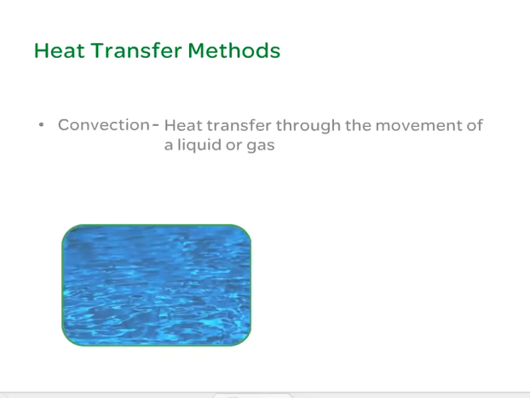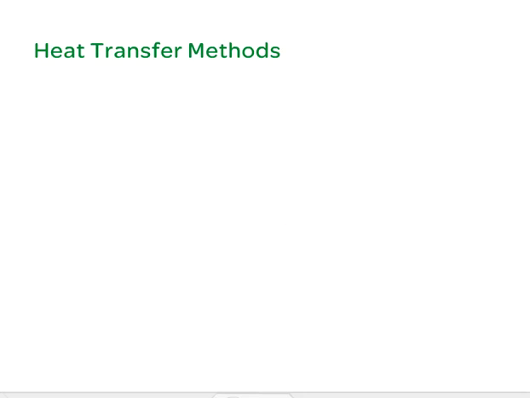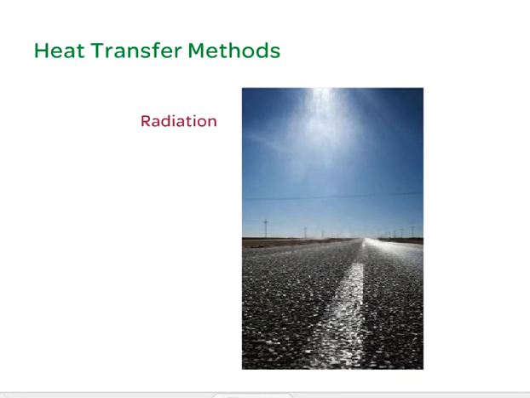Convection is the result of transferring heat through the movement of a liquid or gas. Radiation related to heat transfer is the process of transferring heat by means of electromagnetic waves emitted due to the temperature difference between 2 objects. For example, blacktop pavement gets hot from radiant heat from the sun's rays. The light that warms the blacktop from the sun is a form of electromagnetic radiation.